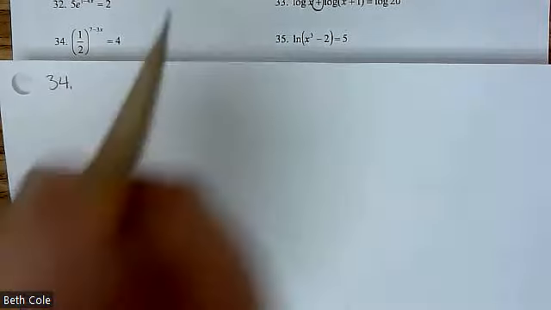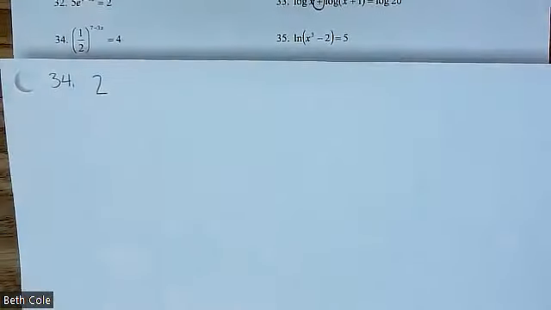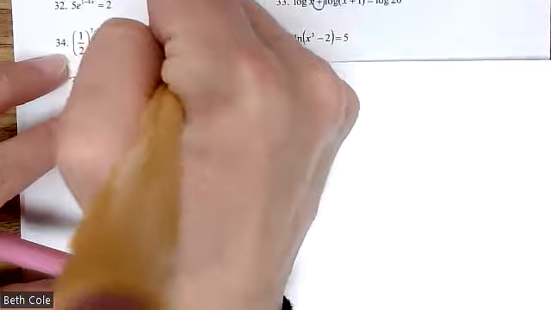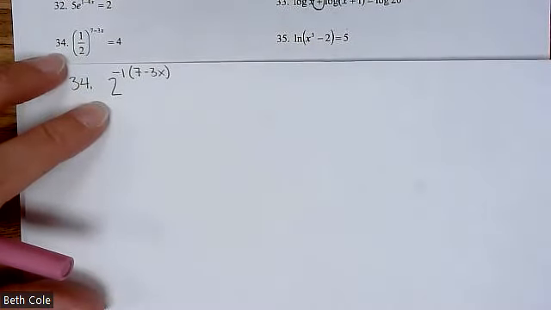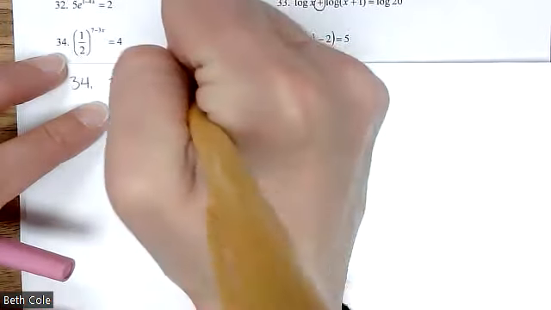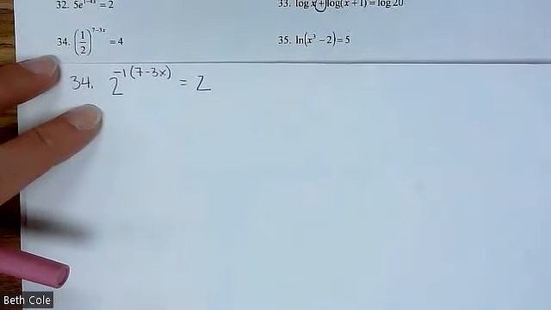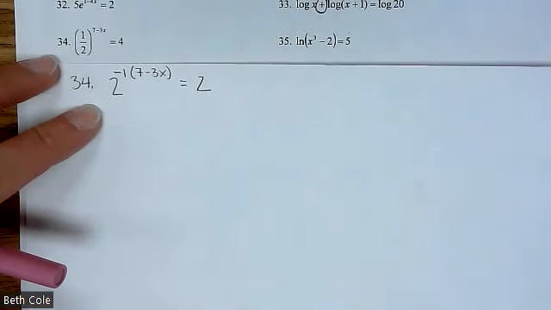Two would be a good choice. All right, we're going to make them both be 2. 2 to what power will give you a half? -1. And then the 7 minus 3x is sort of just there. But 2 to the -1 would give you a half. Now we want the other side to also be a 2. So 2 to what power gives you 4?